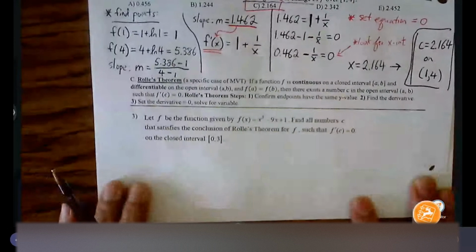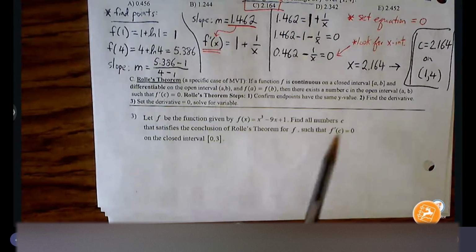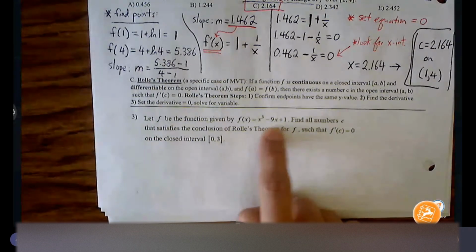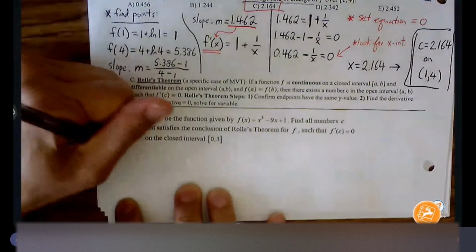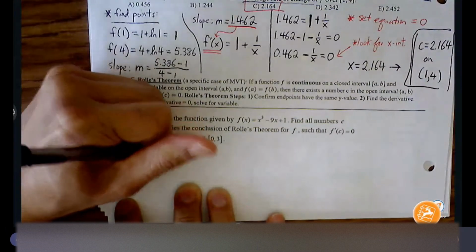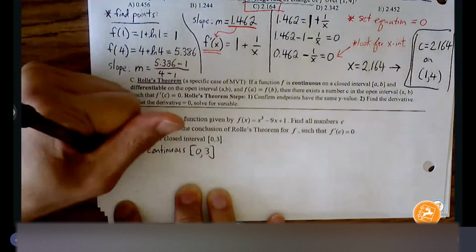Number 3. Let f be the function x cubed minus 9x plus 1. Find all numbers c that satisfy the conclusion of Rolle's theorem, such that f prime of c is equal to 0 on the closed interval from 0 to 3. So we know that our function is continuous and differentiable. We're good there. Let's just go ahead and write those down. All right, polynomial, no issues with anything slope related.